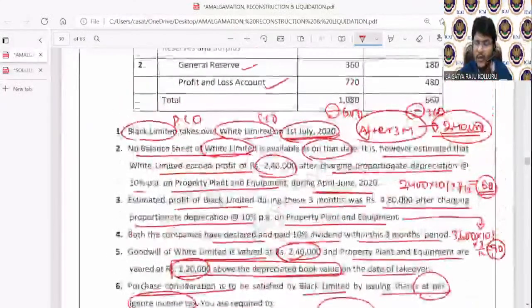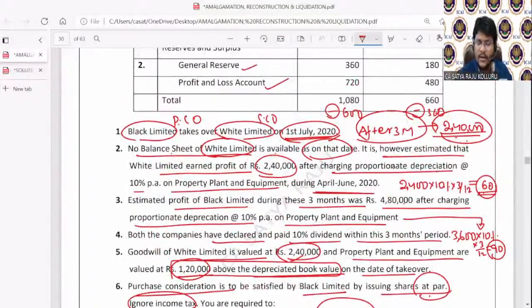Sir, why are you considering the dividend for the entire year? They have only given the problem for April to June, which is related to only 3 months. Why are you considering dividend for the entire year? My dear friend, you need to understand one thing here.